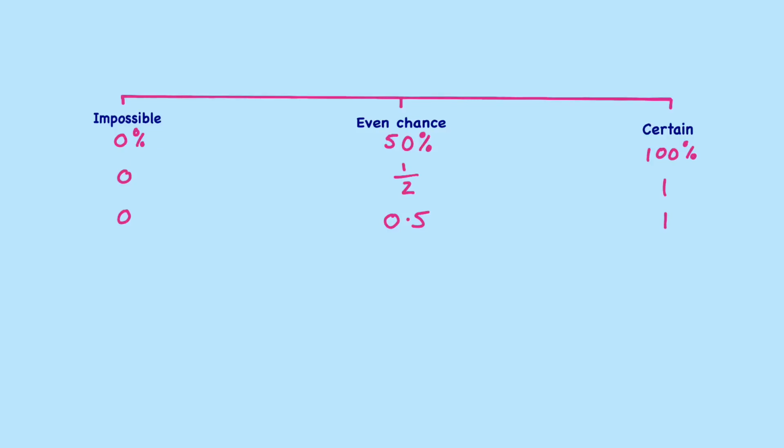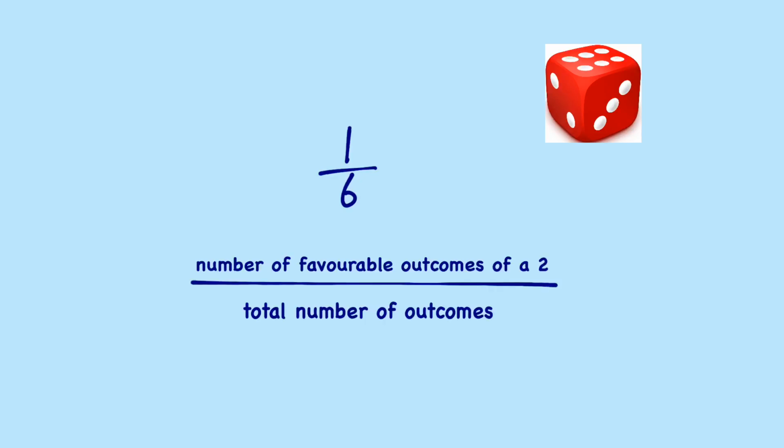Let's now have a look at how different probabilities are calculated. For example, let's look at the probability of rolling a die and it landing on 2. There's only 1 2 on the die out of a possible 6 outcomes. Therefore, the probability would be 1 out of 6. We can show this as a formula. So we have the number of favourable outcomes of a 2, which is just 1, divided by the total number of outcomes. So there are 6 altogether on the dice.